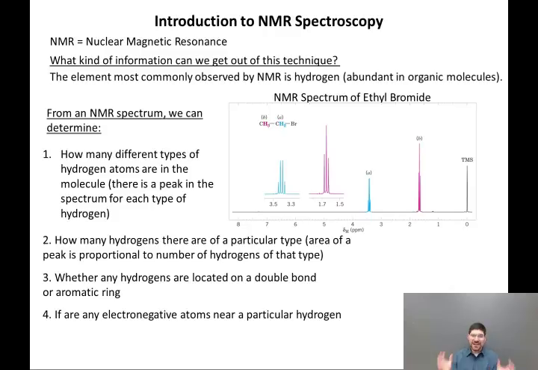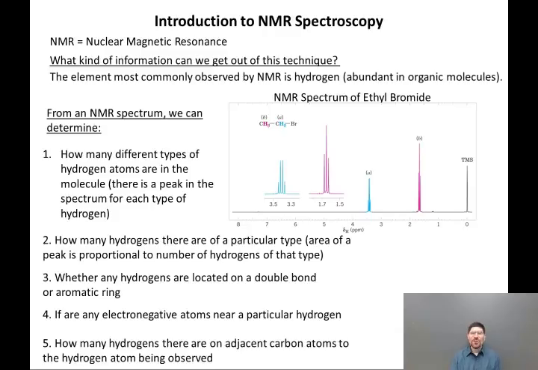So in a subsequent lesson, I'll give you a chart as to where you would expect certain types of hydrogen based on whether they're on double bonds, aromatic rings, or near electronegative groups. Finally, and this is in many ways the most important thing you can get out of an NMR spectrum, you can find out how many hydrogens there are on the adjacent carbon atoms to the hydrogen being observed.